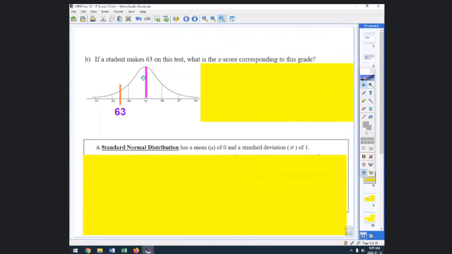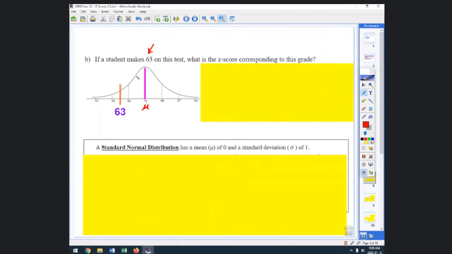Okay, so I put the mean here for you. It's still 73. Same question: 960 students, the mean is 73, and the standard deviation is 7. The nice thing is once you have that curve drawn, you don't have to draw it again. So 63. How do I figure out where 63 is? Once I have this nicely labeled curve, I just find 63 on my graph, approximately where it is. I just know it's somewhere between 59 and 66.